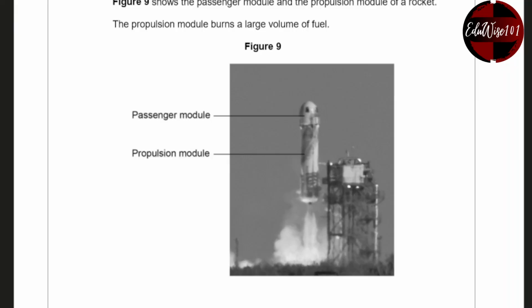So the image shows SpaceX, Elon Musk's rocket. That's the first time I've seen that in an exam paper. So the passenger module is on the top and the propulsion module is actually at the bottom. The top bit is just where the astronauts are and the bottom bit is basically the fuel. So you can see the massive size of the rocket. Nearly 70% to 80% of the rocket is actually just for the fuel itself.